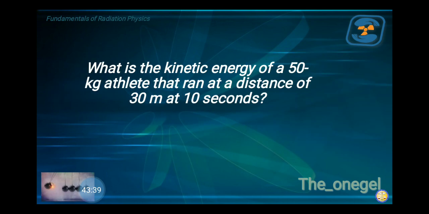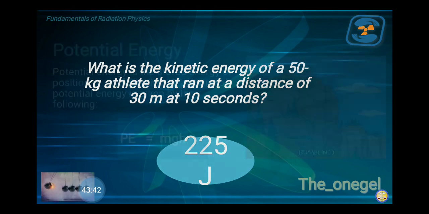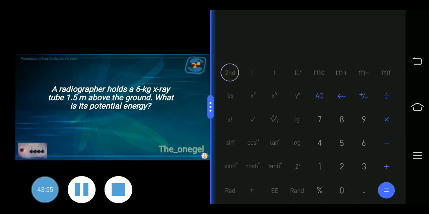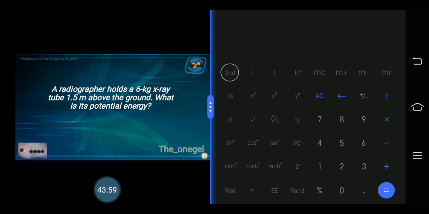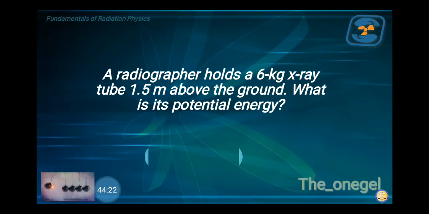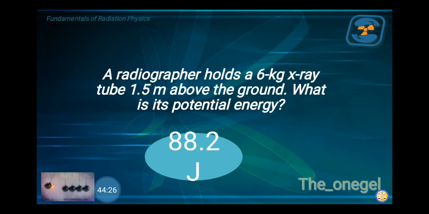Okay, let's take this example. A radiographer holds a 6-kilogram X-ray tube 1.5 meters above the ground. What is its potential energy? Given the formula again, PE equals mass times acceleration due to gravity constant times the height. So, we have the mass, which is 6 kilograms, times the acceleration due to gravity constant, which is 9.8 meters per second squared, times the distance, which is 1.5 meters. That will give you 88.2. What is our unit? Of course, that will be in joules. Very good, students. Thank you very much.